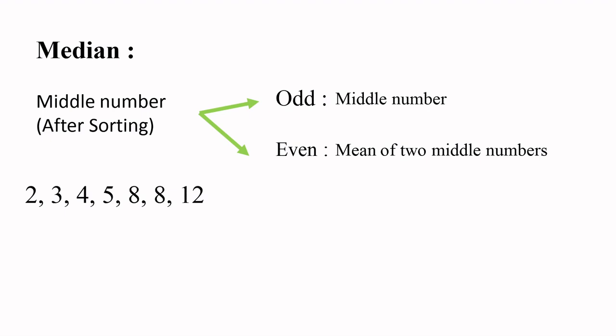Look at the first example. It's already sorted, so we do not need to sort it. Which one is the middle number? Let's check how many numbers we have. 1, 2, 3, 4, 5, 6, 7. So I have 7 numbers. Is 7 odd or even? 7 of course is odd, so I can easily find the middle number. 5 is the middle number. Why? Because before that I have exactly 3 numbers and after that I have exactly 3 numbers. So the median of this group of values will be 5.